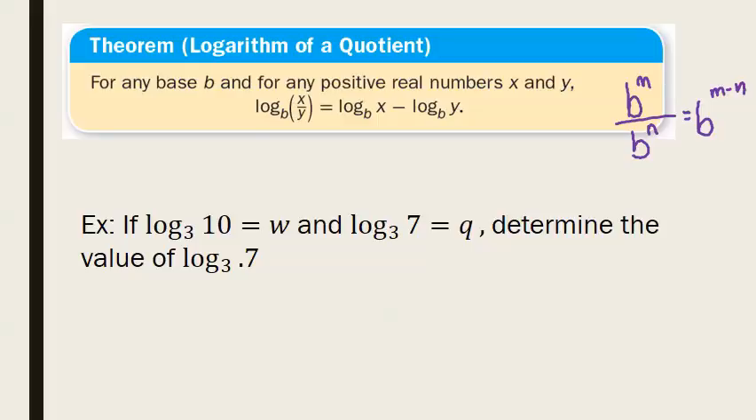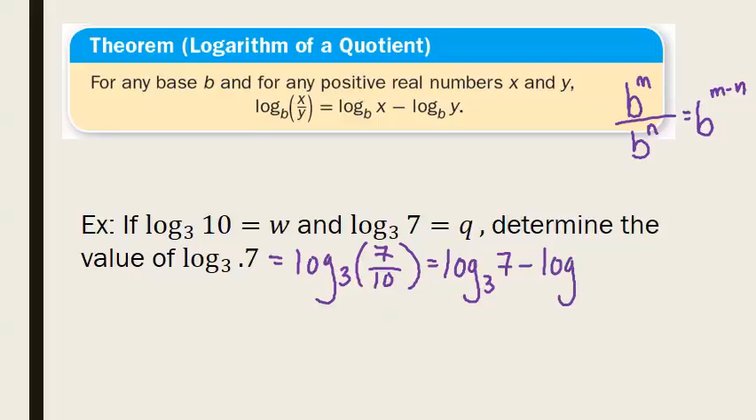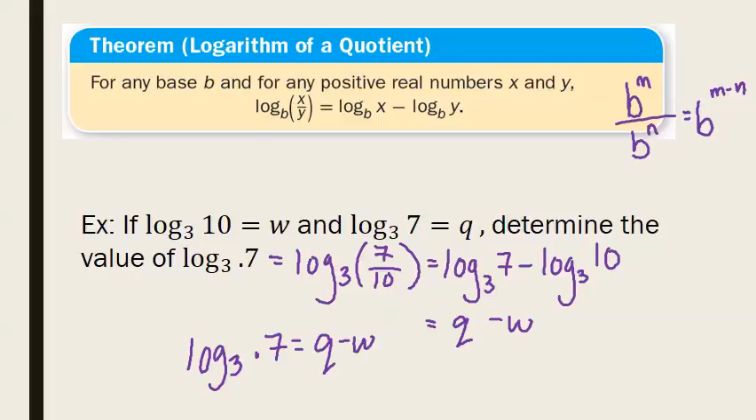So for example, if we know log base 3 of 10 is equal to W, and log base 3 of 7 is equal to Q, determine the value of log base 3 of 0.7. Well, I can say the log base 3 of 0.7, that's really 7 divided by 10. So that means this is really the log base 3 of 7 minus the log base 3 of 10. Well, log base 3 of 7 was Q, and log base 3 of 10 was W. So we can then say the log base 3 of 0.7 has to be equal to the expression Q minus W.